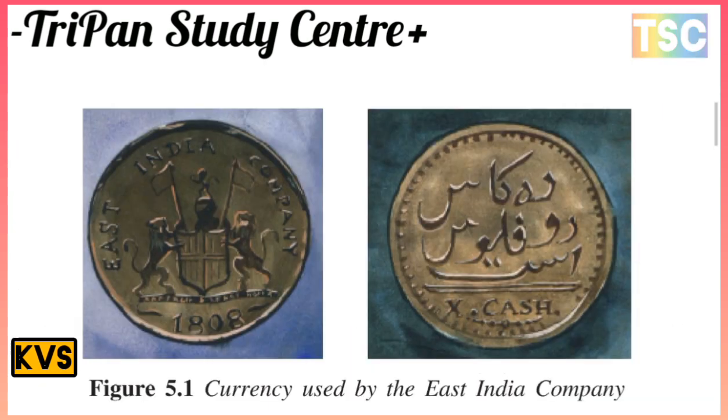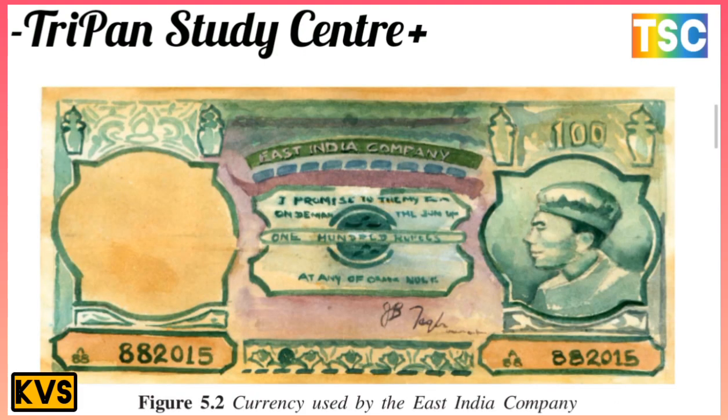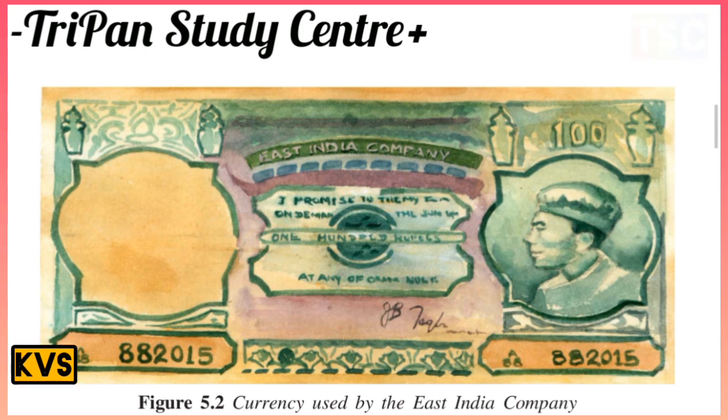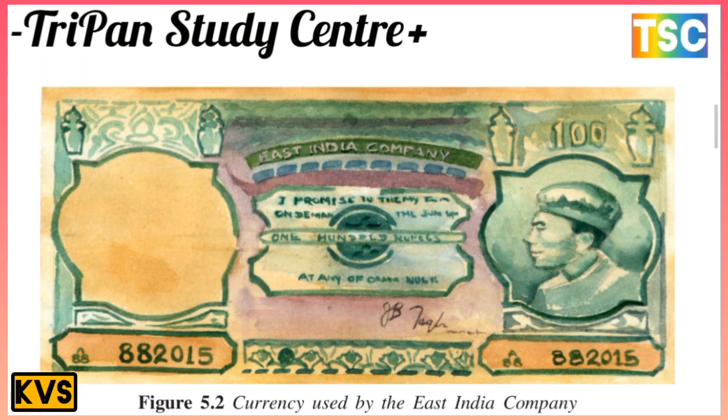And in this period of time, the currency used by the East India Company is shown on your screen. This is the most important currency of this period. There was also paper money. The name of the East India Company is also written on this. This is a currency.